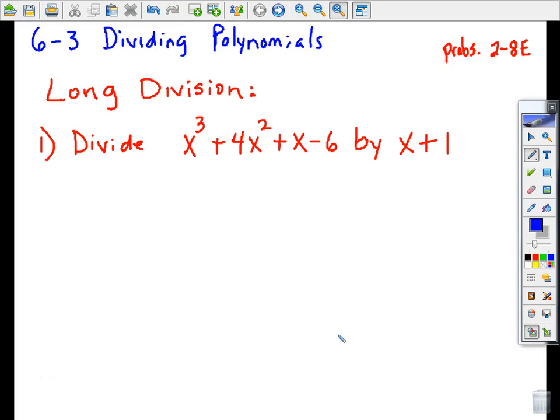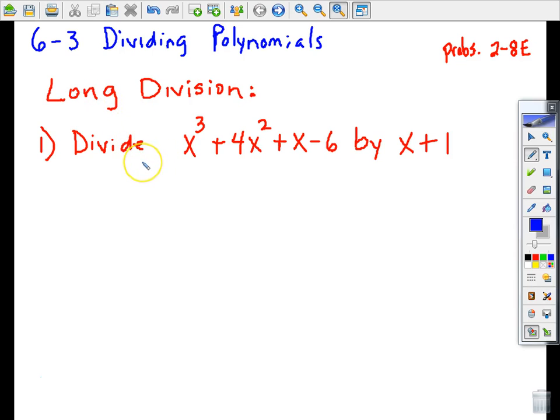This lesson will involve showing you how to divide polynomials, and we're going to use two different methods to do this. To begin with, I'm going to show you the long division process, which is really what you're already familiar with. It's just that it looks a little different since we're dividing algebraic expressions, but the process is the same as what you learned many years ago in the long division process.